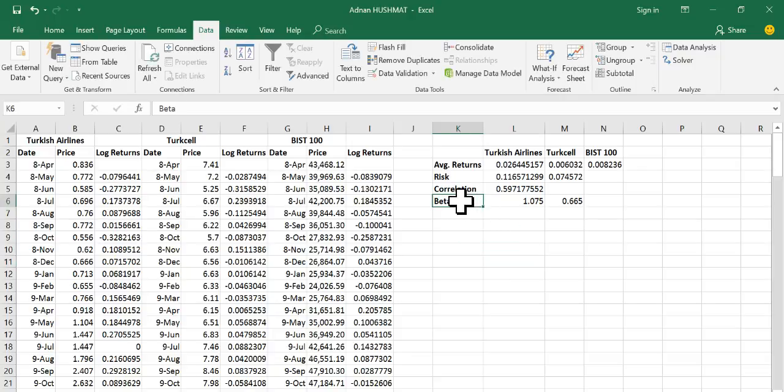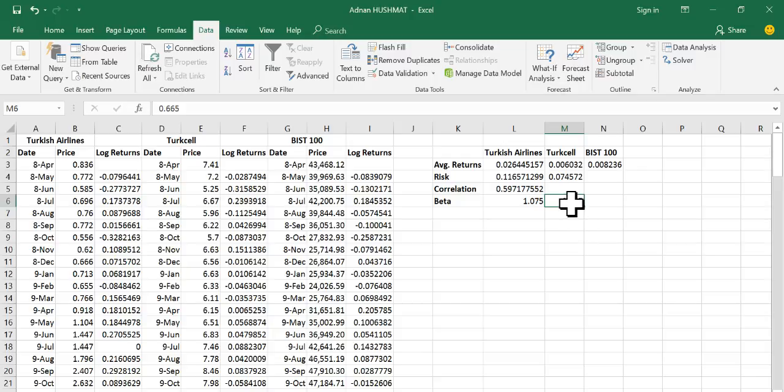This is the measure of systematic risk. As I have explained, the total risk of any stock has two portions: unsystematic risk and systematic risk. Beta tells you the systematic risk of the stock, how the stock reacts to the market changes. The Turkcell stock's beta is less than 1. If the beta is less than 1, this means that this stock is a defensive stock.